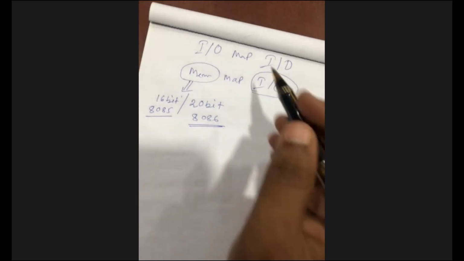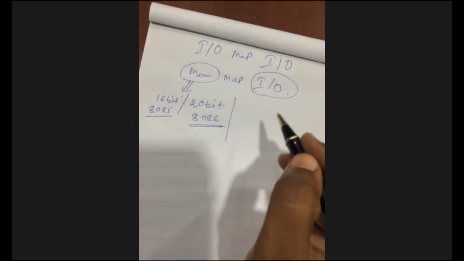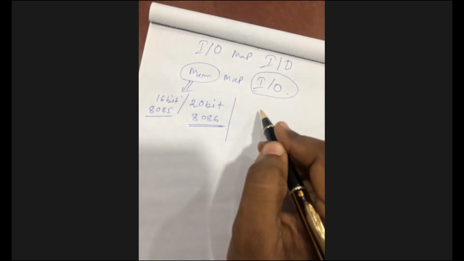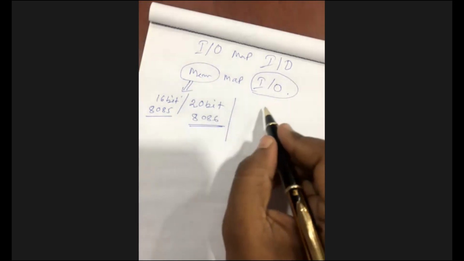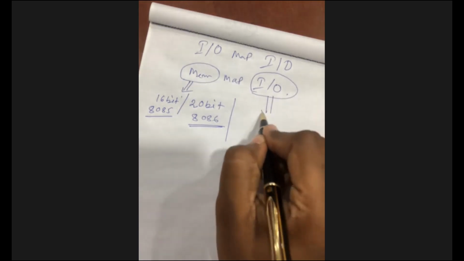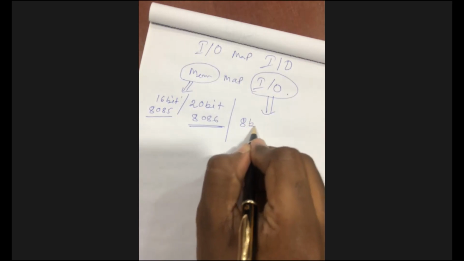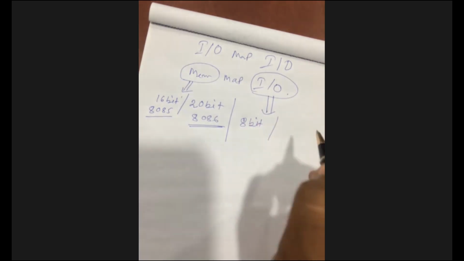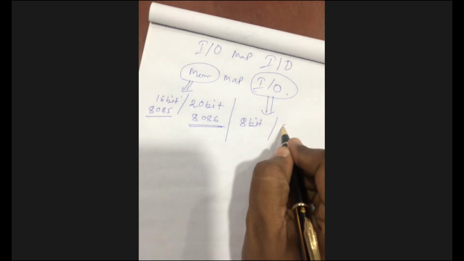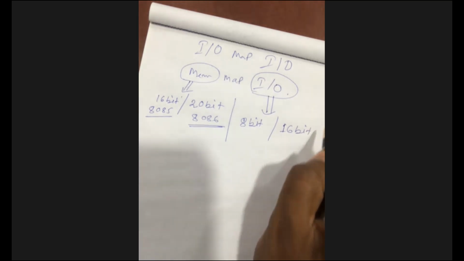Next is IO mapped IO. In 8085, this IO address is 8 bits wide. In 8086, it may be 8-bit or 16-bit depending upon the function, so the maximum can be 16-bit.